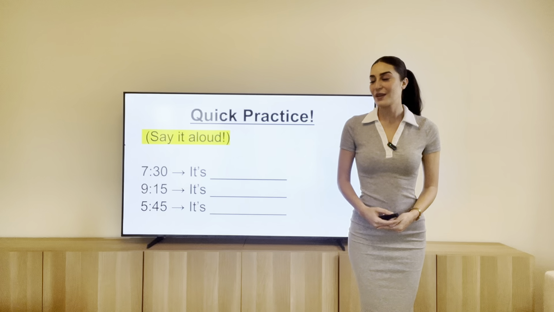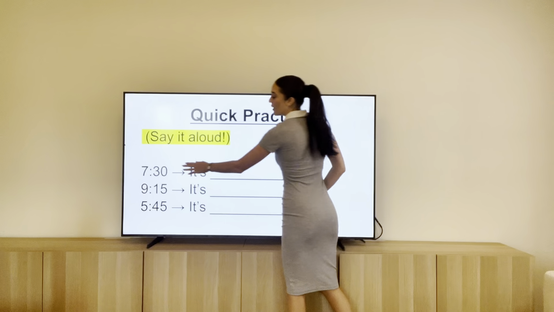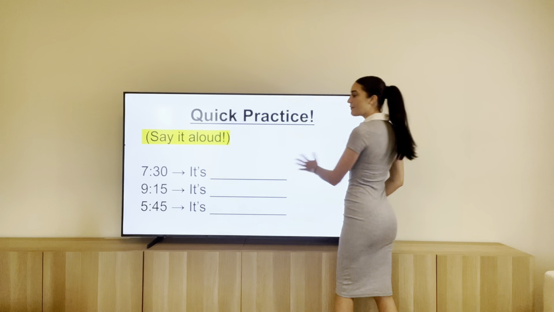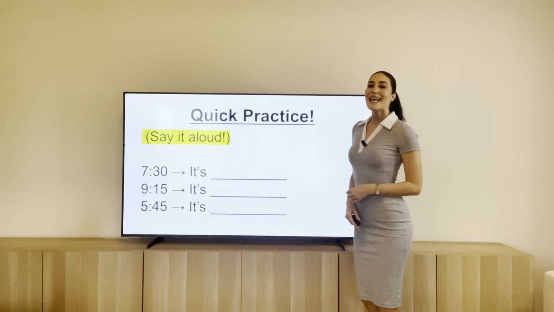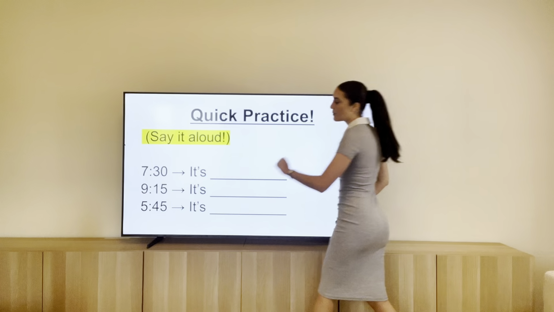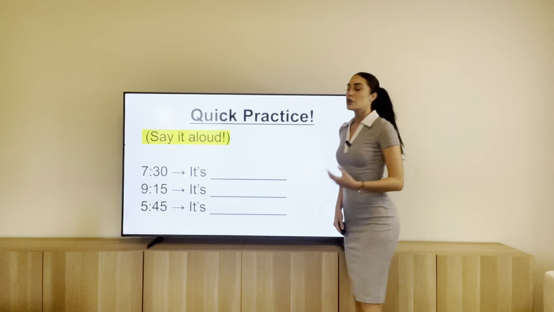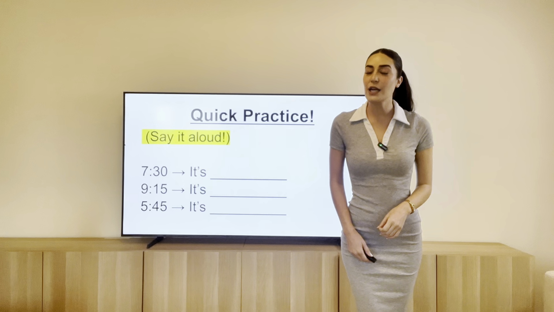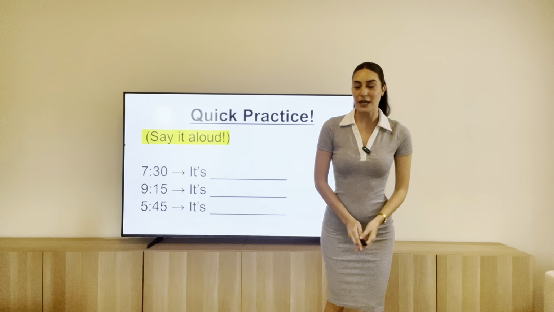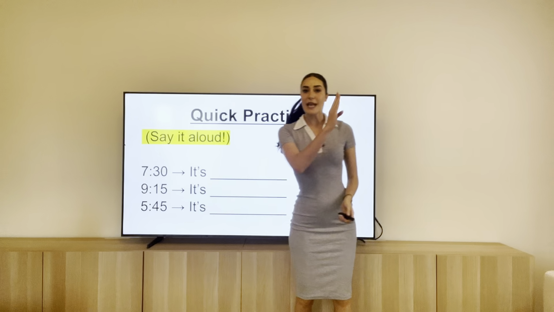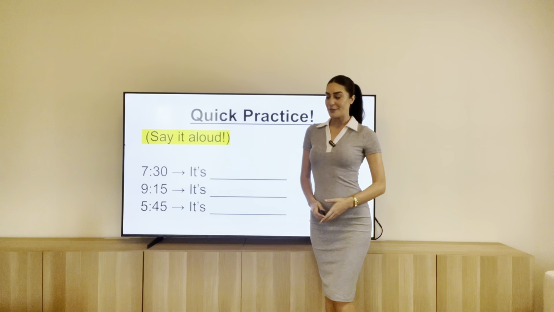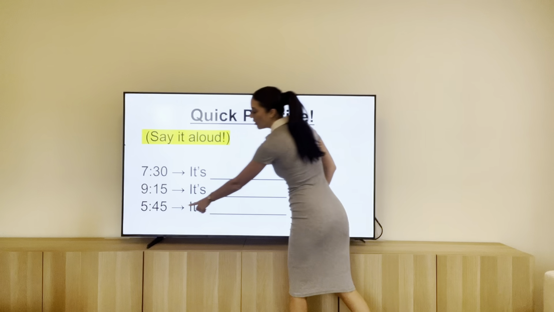together later. So, for the first one, 7:30. You can say, it's 7:30, or it's half past 7. What about this one? 9:15. You can say, it's 9:15, or it's quarter past 9. Okay? So 15 minutes has gone past. It's quarter past 9.